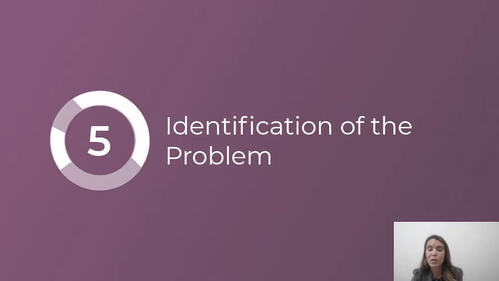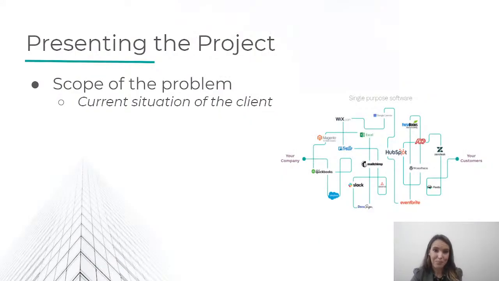So this is going to be one of the most important parts. It's going to be a lot easier to fix the problem if we have accurately identified the problem. So the first thing is just the scope of the problem. This is what we call the pain points. So if you have identified all the pain points, I would suggest writing those in the proposal itself.